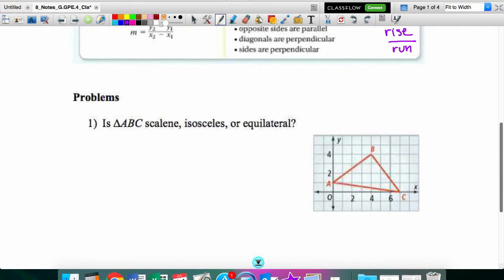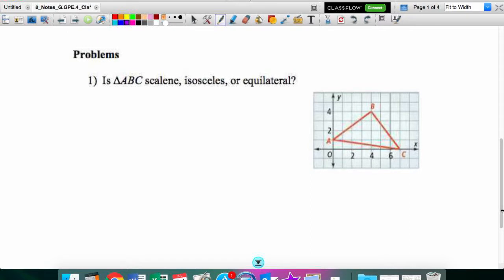For triangles, we're going to classify them as scalene, isosceles, or equilateral. So let's talk about what each of these names mean. A scalene triangle is a triangle with no congruent sides. So let's go ahead and write that down. An isosceles triangle is a triangle with two congruent sides. And last, we have an equilateral triangle, which is a triangle with all three sides congruent.